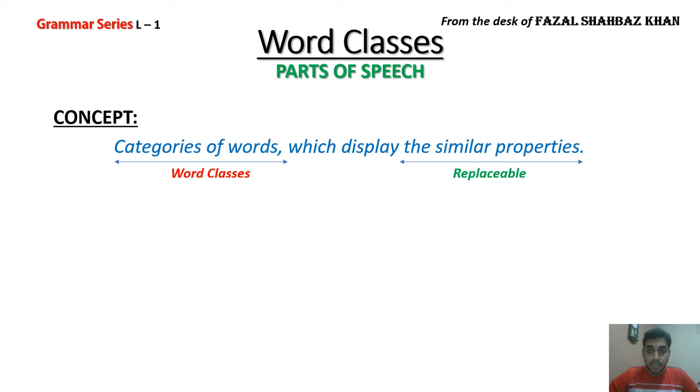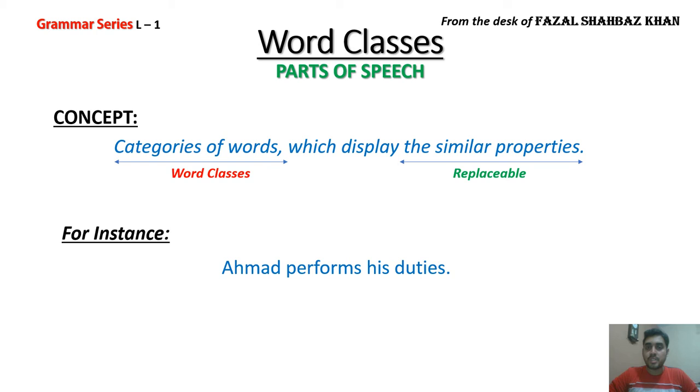What do I mean by this? Let us follow an example. For instance, Ahmed performs his duties. Here we need to look at the sentence. It tells us that Ahmed is the one who does his duties regularly. The tense of the sentence is present indefinite. Let us check the subject here, which is Ahmed. Ahmed is a noun, and if I place he in place of Ahmed, then obviously he is a pronoun, and using he in place of Ahmed barely changes the sentence.